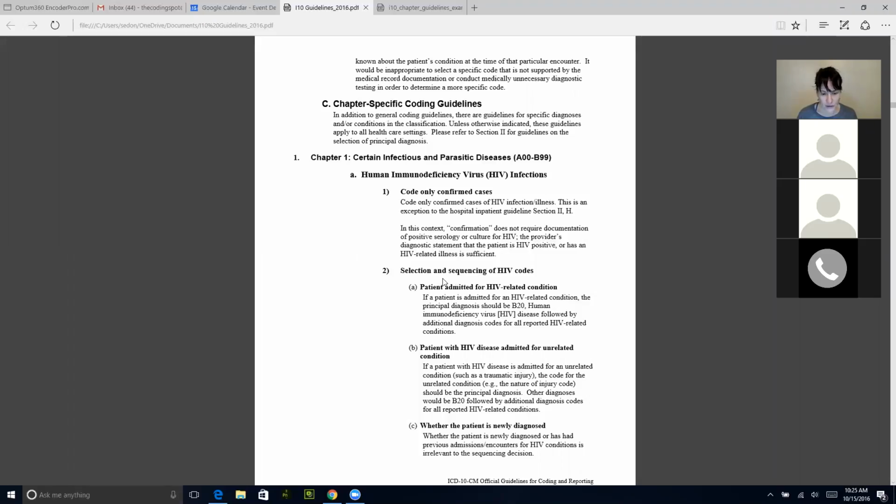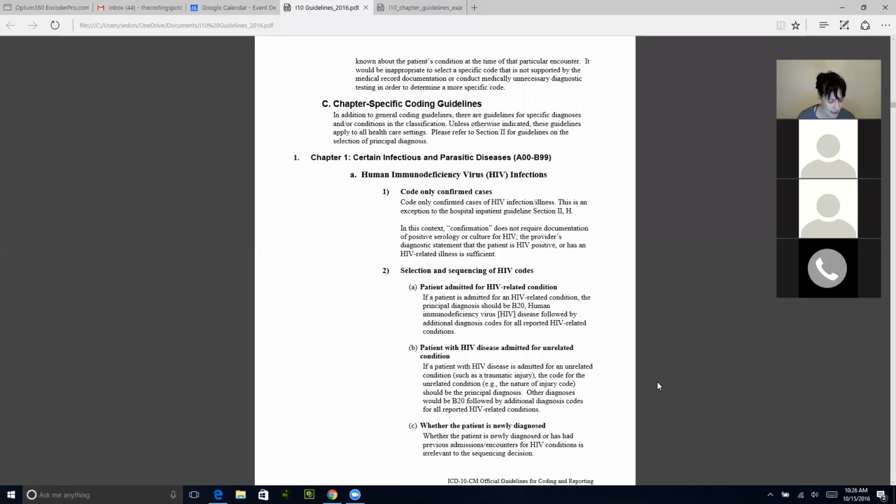Our next part of HIV infections is number 2, selection and sequencing of HIV codes. So our first example, we have a patient admitted for an HIV-related condition. If the patient is admitted for an HIV-related condition, the principal diagnosis should be B20, HIV disease, followed by the additional diagnosis codes for all HIV-related conditions.